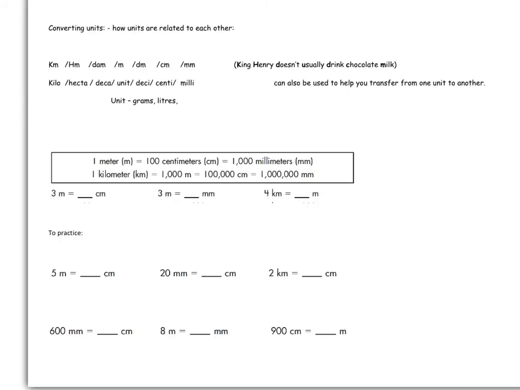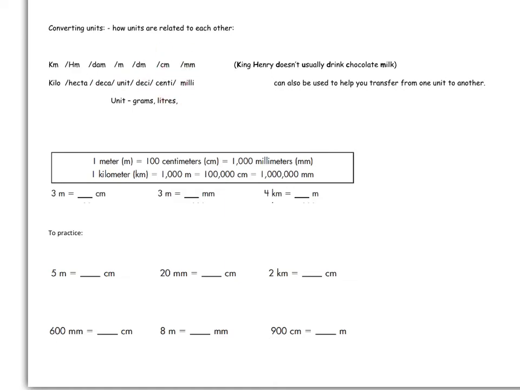All right, we did touch on this in our last unit, converting units and how they relate to each other. Remember, there are 2 ways that you can do this. You can either use the rhyme: King Henry doesn't usually drink chocolate milk. And remember, this can also be used for grams and liters. That's why it's unit here, because it can be meters, it can be grams, it can be liters. Kilo, hecta, deca, the unit, meters, grams, or liters.